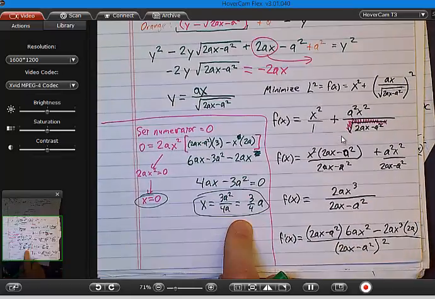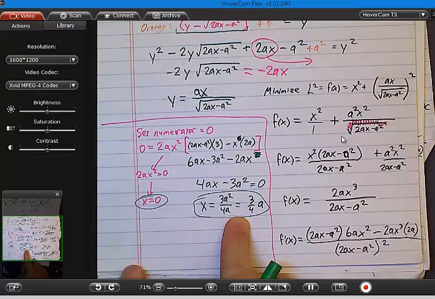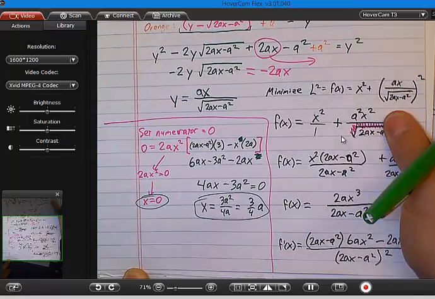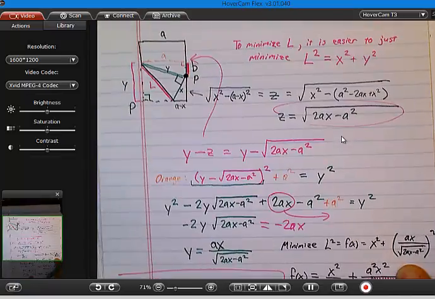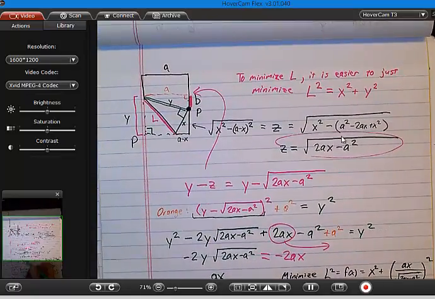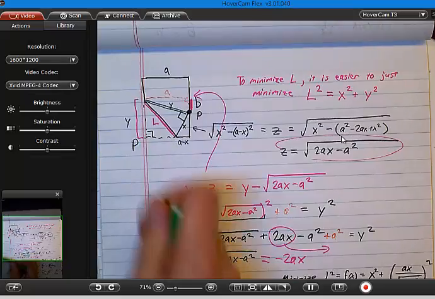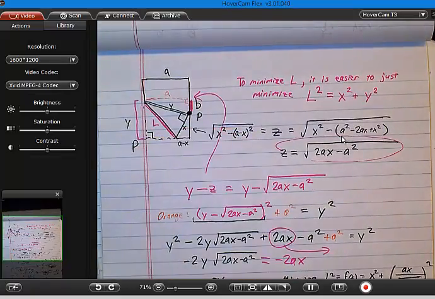Now the minimum length, I guess, how would you show it? You either do a second derivative test or a first derivative test. You could show that this derivative decreases before and increases after. Okay, I'm not going to do that, but I think it's a cool answer. 3/4. So you know, I don't know if this is a 9 by 13 or something. You would want to do 3/4 of 9, or 3/4 of whatever a is, if you want to minimize the length. I think that's kind of cool.